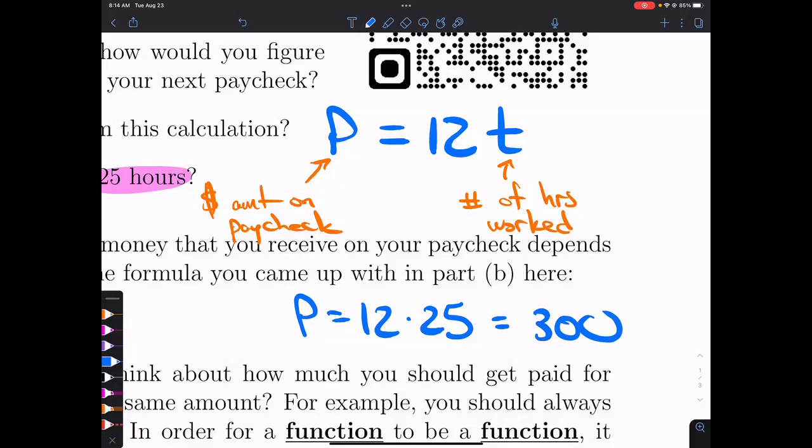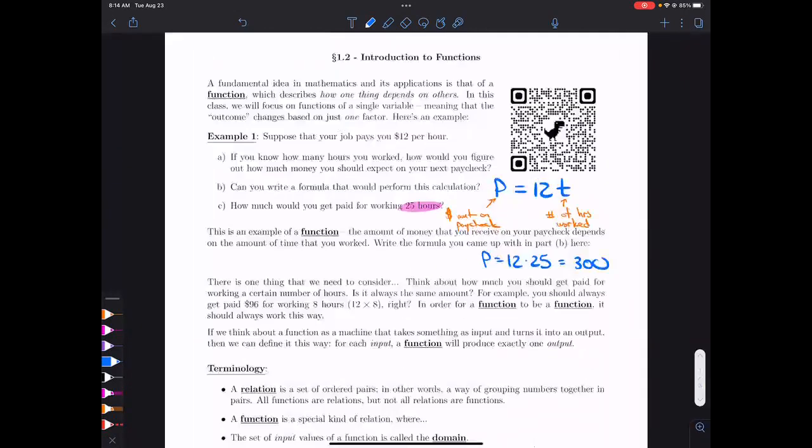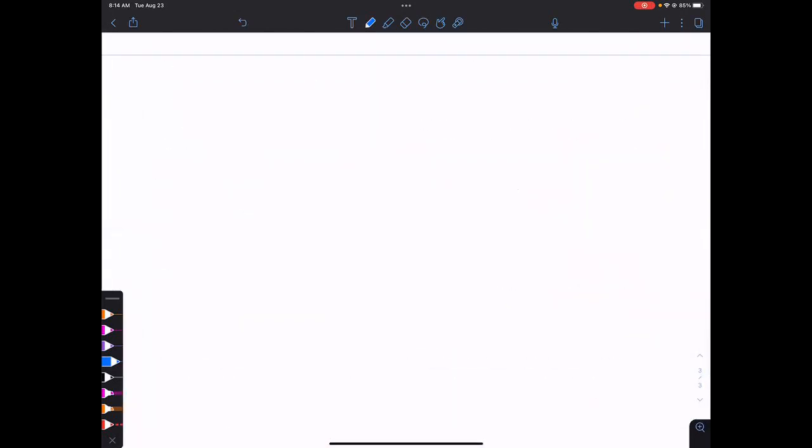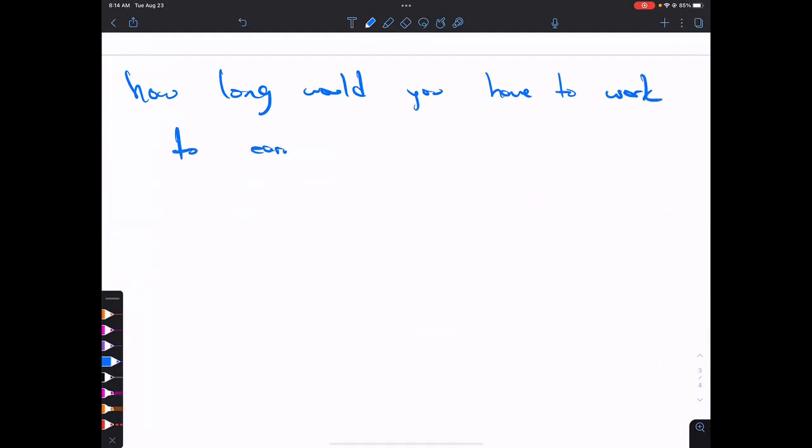And then we did one other thing to extend on that, right? I said something like, and I wish I hadn't erased it now, how long would you have to work to earn, I don't remember what we used yesterday because I was making it up as we went, but to earn $240, for example, right? How is this different? It's kind of samey, but kind of different too, right? What's the difference?